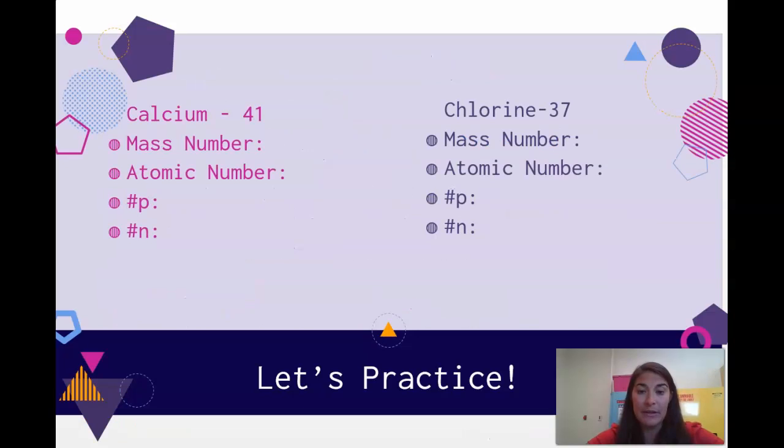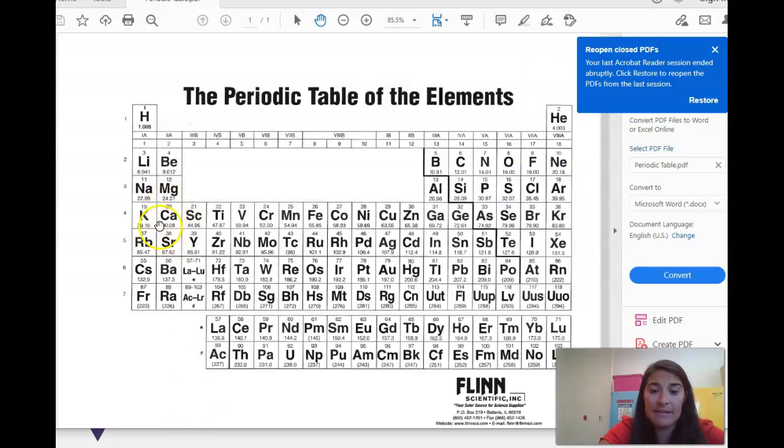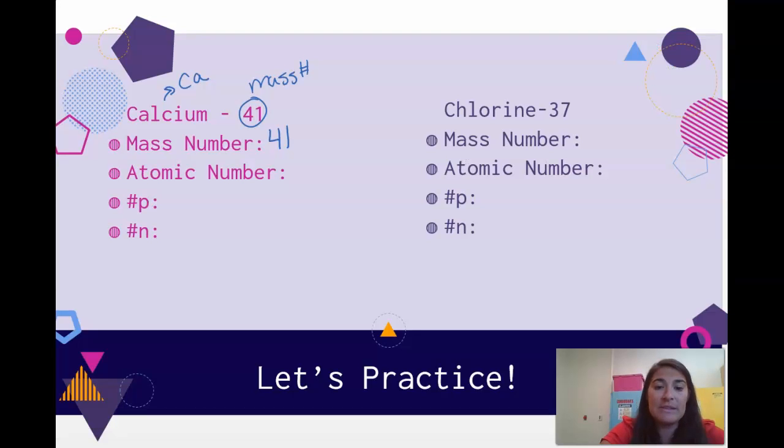So now let's take a look at these examples. Remember that calcium, the symbol is Ca, and this 41 right there in the name is our mass number. So I know the mass number is 41. Calcium has a symbol of Ca. I find that Ca on the periodic table. There it is, and it is element number 20. So that is the atomic number. Then we also know that the number of protons is equal to the atomic number. These are always going to be equal.